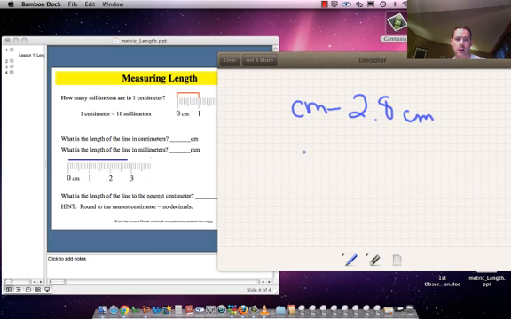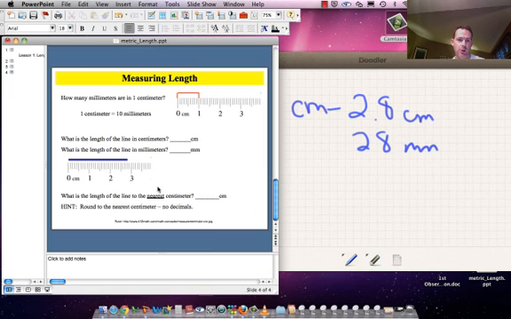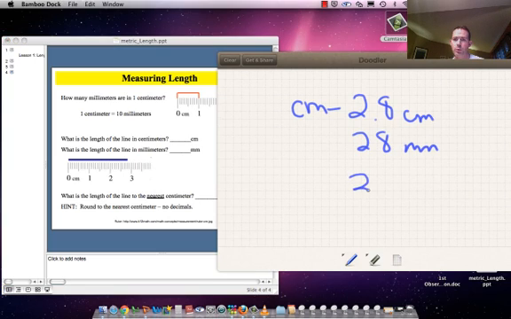And then on here, what is it in millimeters? Well, there's 10, right? So that's 28 millimeters. Raise your hand if you don't understand that. 2.8. Then the last question. What is the length of the line to the nearest centimeter? Well, if we're going to the nearest, that answer would be 3. Get all those filled in. Let me know if you need help.